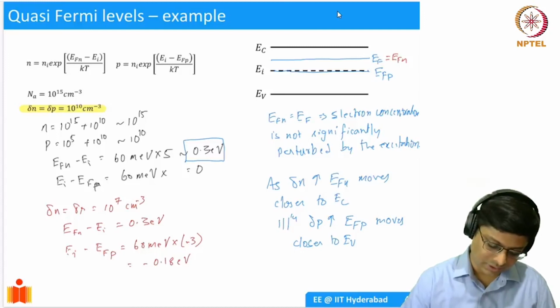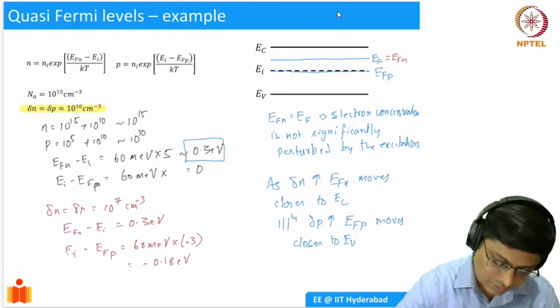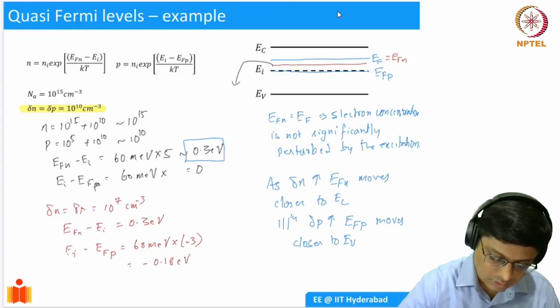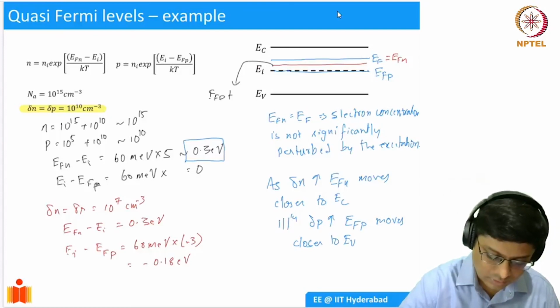So now in this third case, I'll put it in red here. It is somewhere here. This was EFP for delta P equal to 10 power 7.